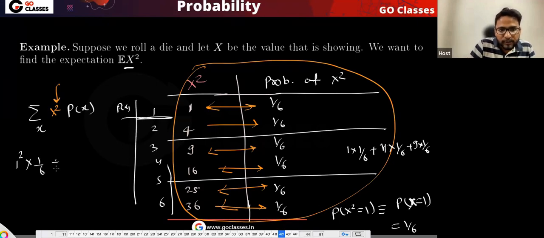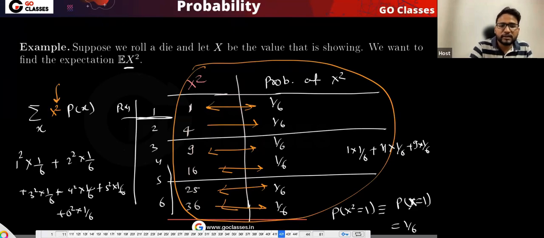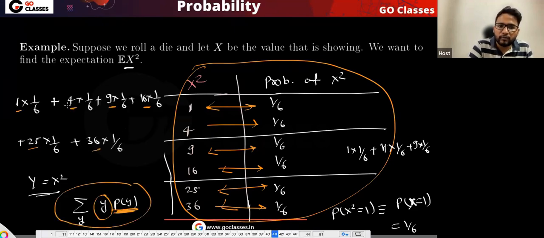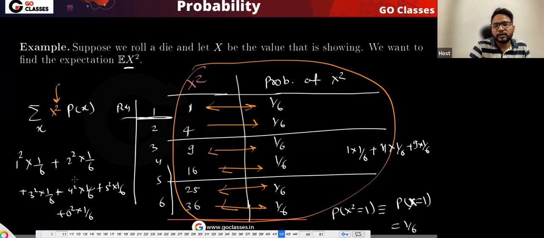So it is 1/6 plus 2 square into 1/6 plus 3 square into 1/6 plus 4 square into 1/6 plus 5 square into 1/6, like this, plus 6 square into 1/6. Just check, is it the same as the previous one? It was also 1 into 1/6, 4 into 1/6, 9 into 1/6. It is also 1 square, 2 square, like this. So basically, you do not need to calculate the PMF of x square explicitly.